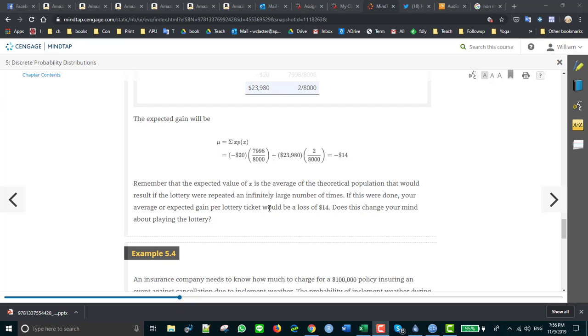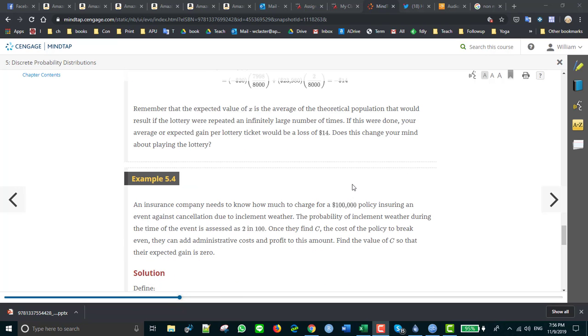I think that's wrong. I think it's the expected gain per 2 lottery tickets. I'm not sure, but I think it should be per 2 lottery tickets. Your expected loss would be $14. Does this change your mind about playing the lottery? Okay, let's do one more.